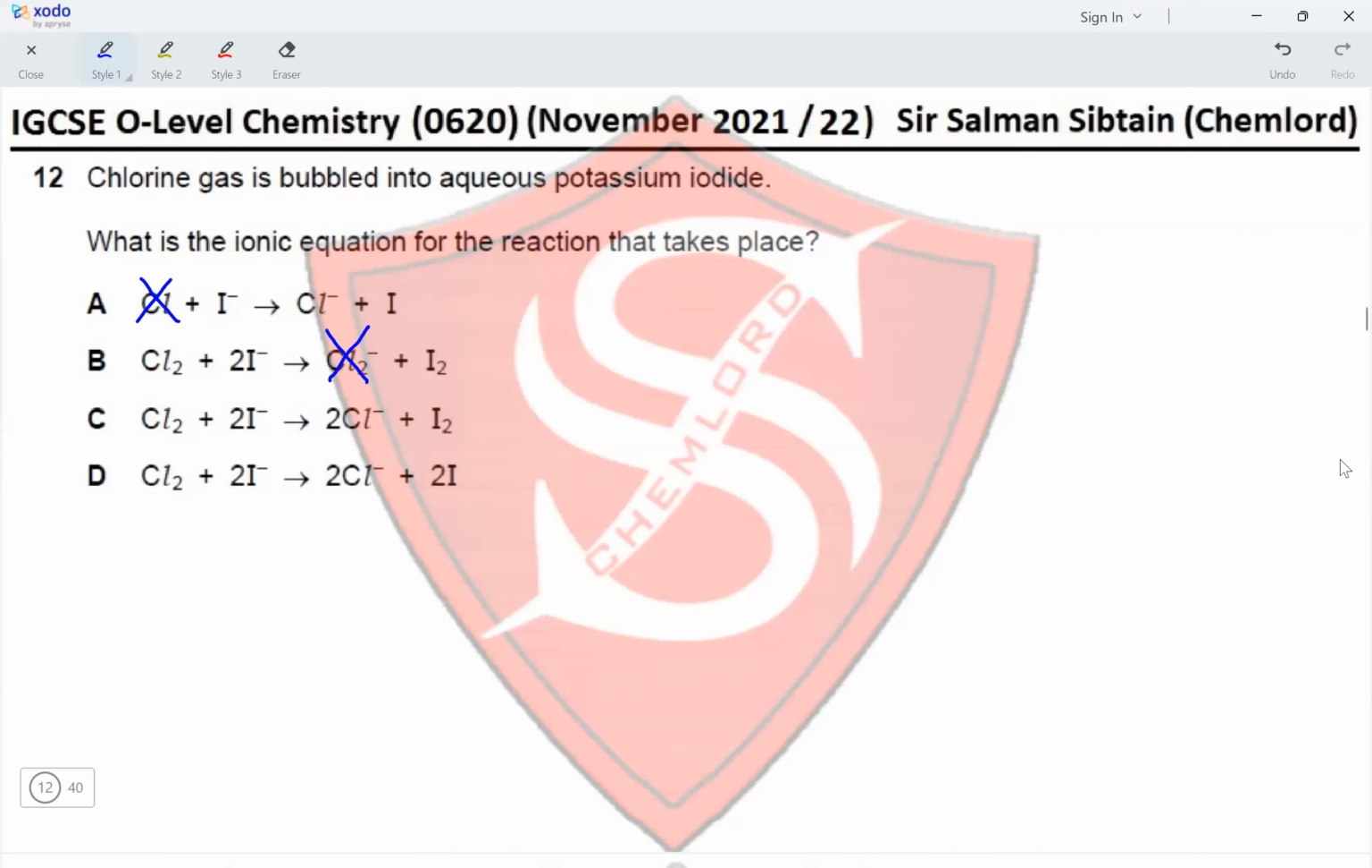Next, we have got chlorine gas reacting with two iodide ions, producing two chloride ions and iodine as a diatomic molecule. So this is correct. And the last one, we've got chlorine gas reacting with two iodide ions, producing two chloride ions plus two atoms of iodine. Iodine is a diatomic molecule. It does not exist in its atomic state naturally. So this is the wrong species given. This makes option C the correct option for this question.